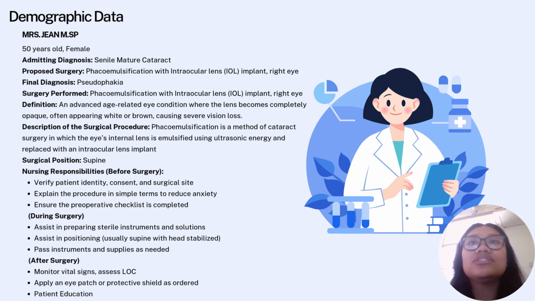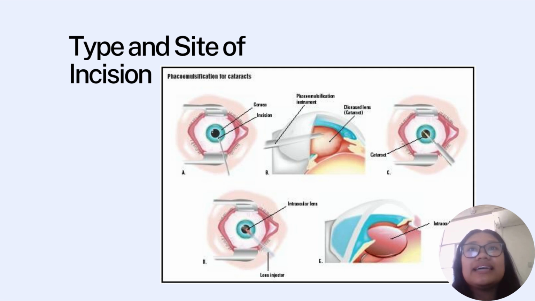Then after surgery, monitor vital signs and assess LOC, level of consciousness, then apply an eye patch protective shield as ordered, and then patient education. Type and side of incision. The incision is the clear corneal incision, and the site of incision is made at the peripheral cornea.